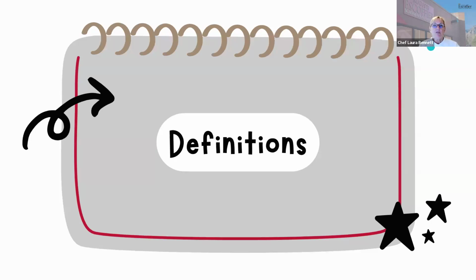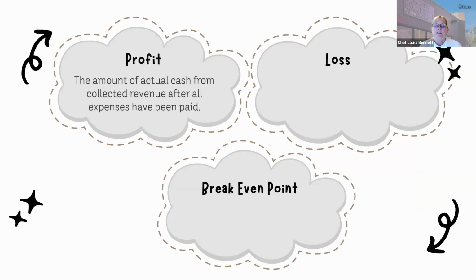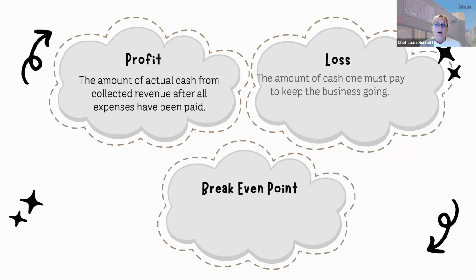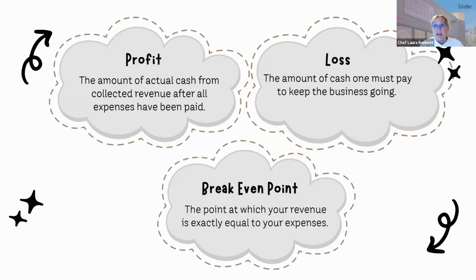All right, now we're going to talk about a few definitions. I feel it's always important that you know the definitions so you understand what you're doing and why you're doing it. Okay, so profit. What is a profit? That's the amount of actual cash from collected revenue after all of your expenses have been paid. A loss is the amount of cash you have to pay to keep the business going. You do not want to be in a loss, and you really don't want to even be in a break-even point, because that's the point at which your revenue, your sales, are exactly equal to your expenses.